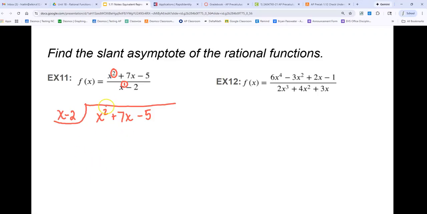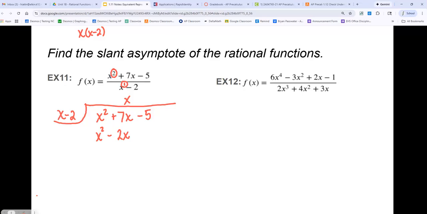Whenever you're dividing, instead of thinking how many times will this go into, what I usually think is what times x gives me x squared, right? Ignore the minus 2 on the division part, right? So what times x would give me x squared? X. So x times x gives me x squared. Now I have to multiply this x by this whole thing right here, right? So I'm thinking I'm doing x times x minus 2, right? So that's going to give me x squared minus 2x right here whenever I multiply.